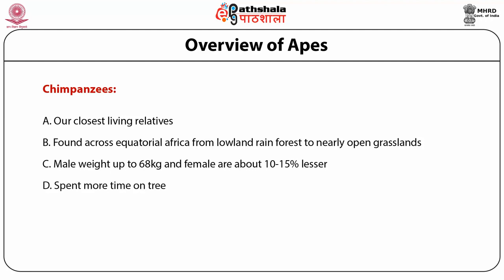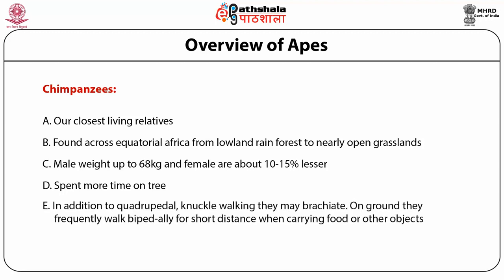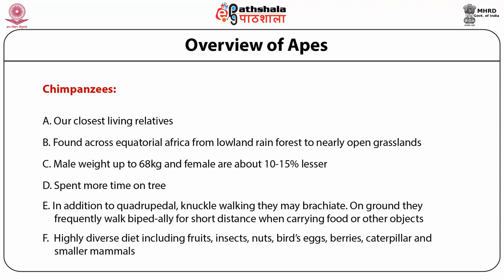They spend more time in trees. They are frequently excited, active and noisy. In addition to being quadrupedal knuckle walkers, they may brachiate. On the ground, they frequently walk bipedally for short distances when carrying food or other objects. They eat a highly diverse diet including fruits, insects, nuts, birds' eggs, caterpillars and smaller animals.